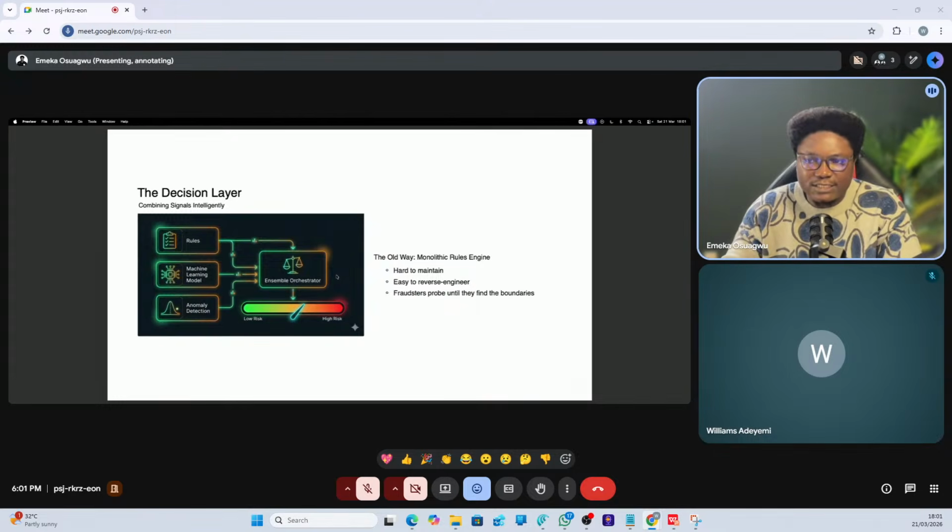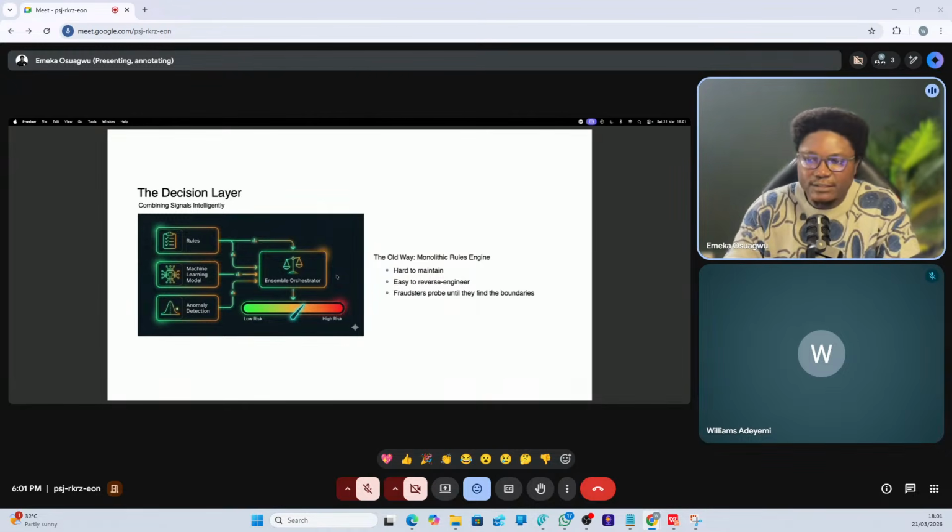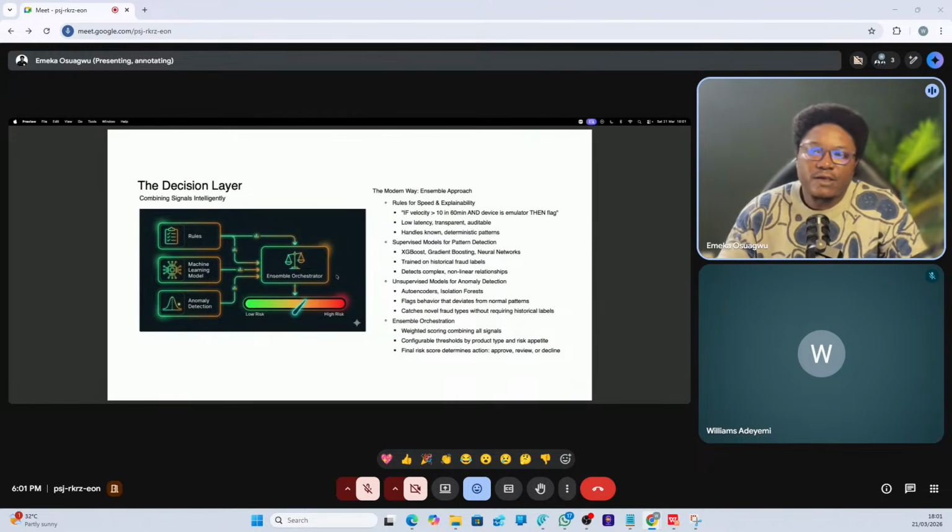So fraudsters are always going to try to probe your system. And having a monolithic rule engine makes it easy for a business to fail in that regard, because all your decisioning is isolated in one particular place, from the rules to the models to the anomaly check. It's going to be very easy to probe and find loopholes within the system. So, what does a better approach look like?